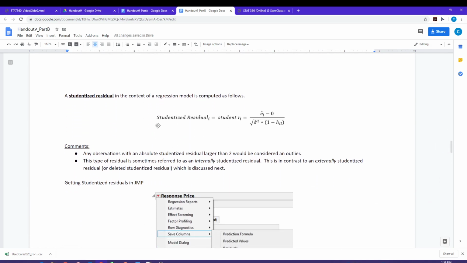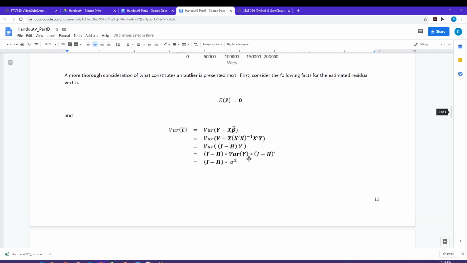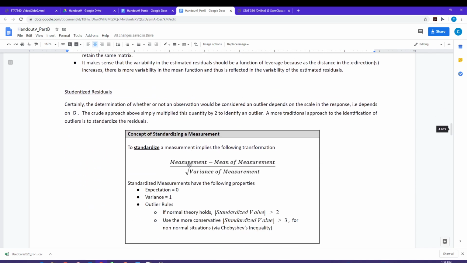A studentized residual in the context of a regression model looks like this. It has the measurement, which is just the residual, minus its mean, which is 0 from what we learned up above, divided by the square root of the variance. This quantity on the bottom is the standard deviation, and you can see it involves the hat value. We know that the variance of the residual vector is a function of the hat values. This is the variance, so I want to take the square root of this quantity when I'm trying to standardize.